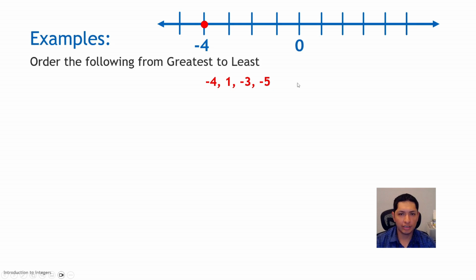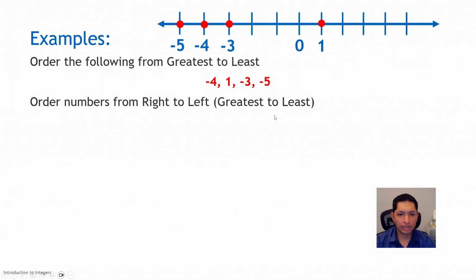Same with 1, it is a positive number, so to the right of 0, and 1 means 1 space from the 0, so I plot that here. -3, to the left of 0, 3 spaces, and -5, to the left of 0, 5 spaces.